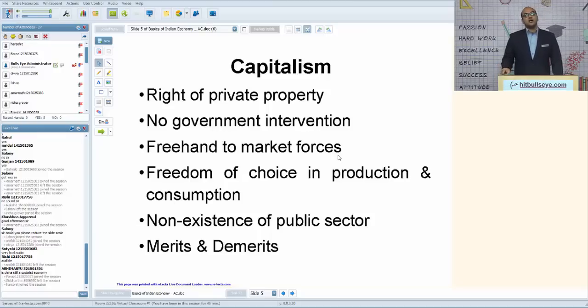There is no government intervention in the capitalist system. For example, the government does not interfere as far as prices of commodities are concerned, how much commodities are being produced, or what kind of commodities can be consumed. These critical decisions for the economy are taken by private producers and consumers themselves.